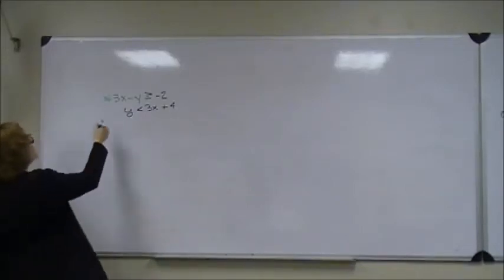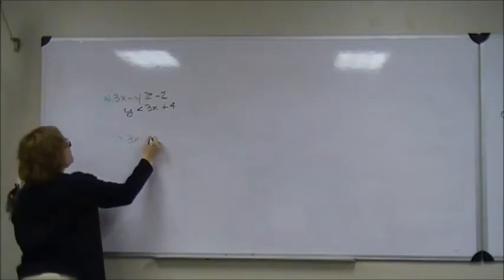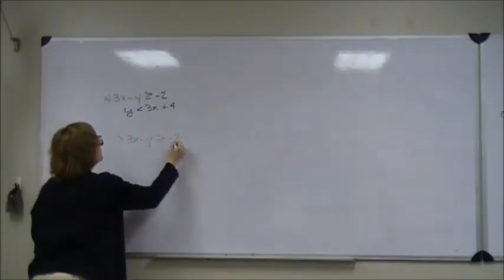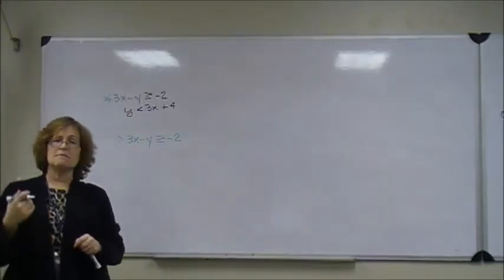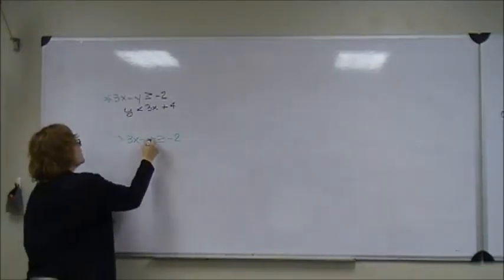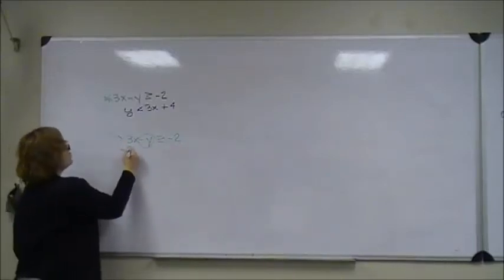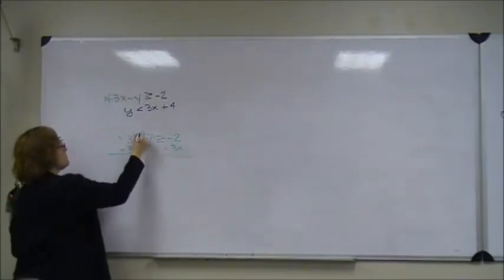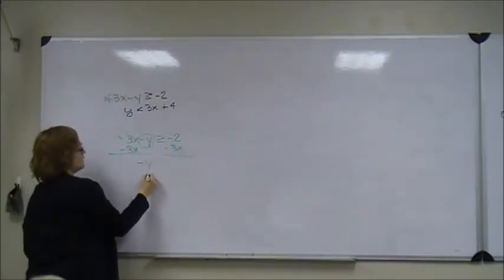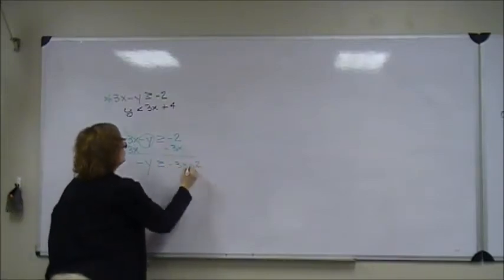So step 1 on this guy right here is I'm going to bring him down here, and that gives me 3x minus y is greater than or equal to negative 2. To get it into slope-intercept form, I need my y to be alone. So that means this guy right here has to be by itself. So I'm going to subtract 3x from both sides. That gives me, bye-bye, negative y greater than or equal to negative 3x minus 2.